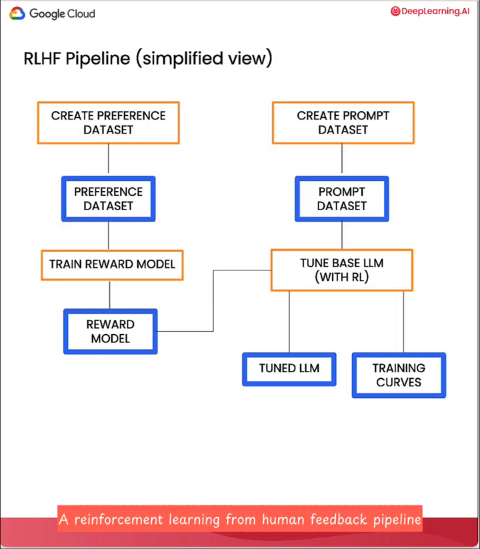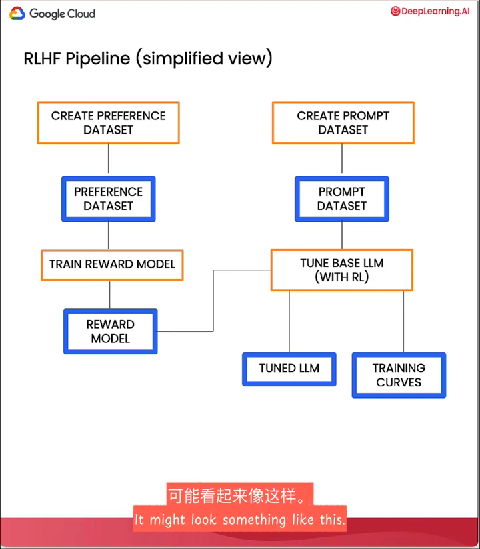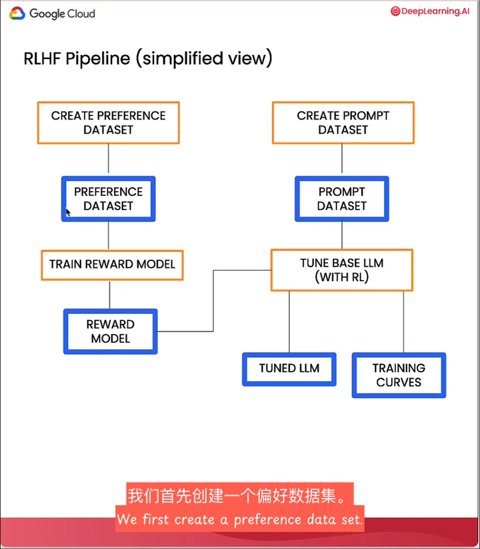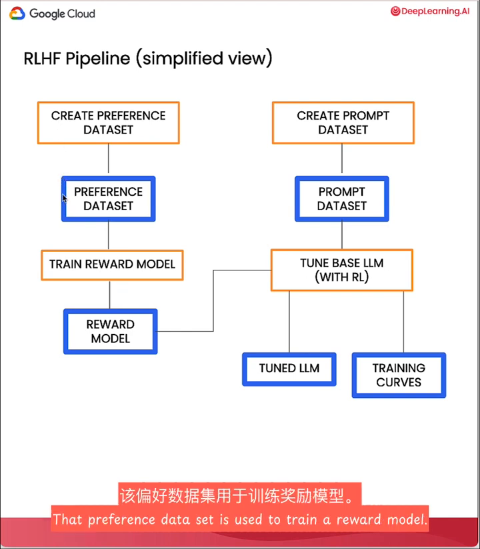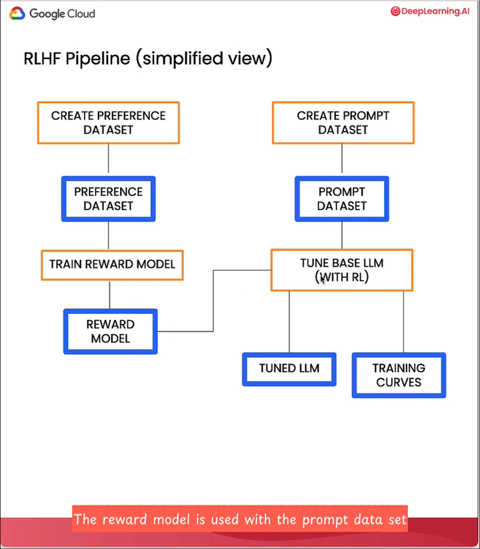A reinforcement learning from human feedback pipeline is a little more complicated. It might look something like this. We first create a preference data set. That preference data set is used to train a reward model. The reward model is used with the prompt data set to tune the base large language model with reinforcement learning. And then we get a tuned large language model and some outputted training curves as well. In reality, the pipeline that we're going to execute has a lot more steps, but more on that shortly.